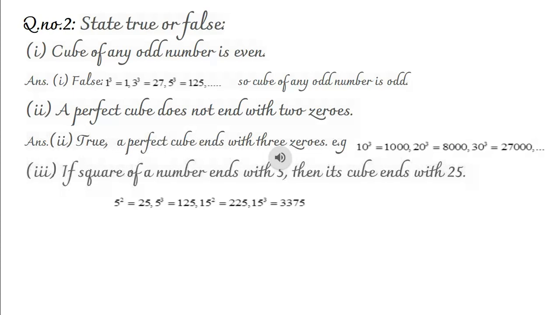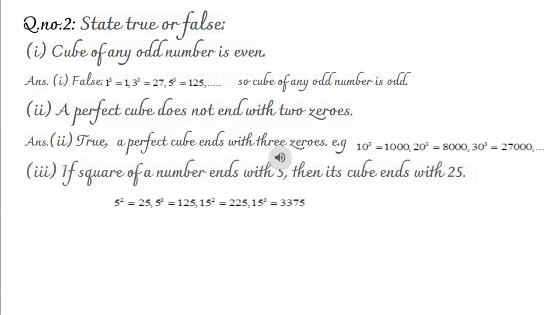If the square of a number ends with a 5, then its cube ends with 25. The square of a number ending with 5 will also end with 25, isn't it? In the same way, the statement says that its cube also ends with 25. Is it right or wrong? It's false, isn't it? 5 square is 25, 5 cube is 125, that's okay. But next, 15 square is 225.